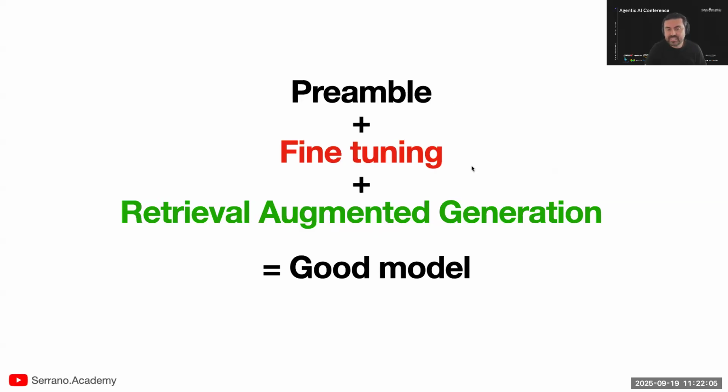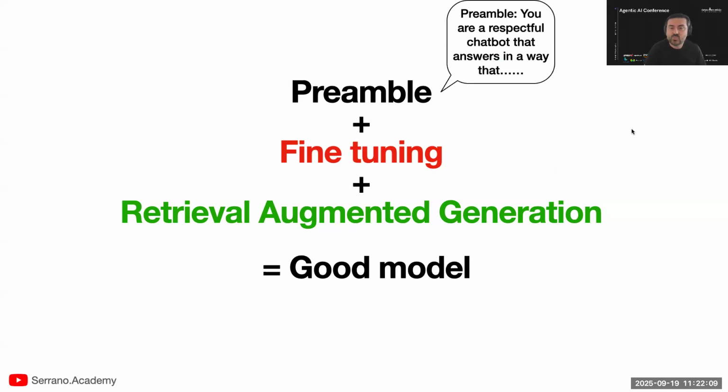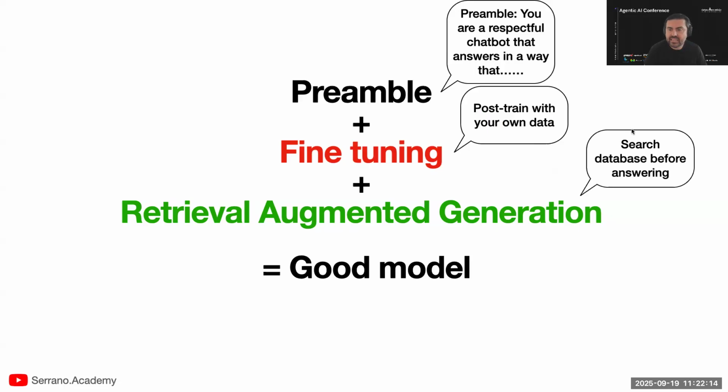Normally, preamble, fine-tuning, and RAG make a good model. I would trust this because this one tells it what to do. This one fine-tunes it so it really gets used to your data. And this one searches in a database before answering. So that's pretty good stuff.